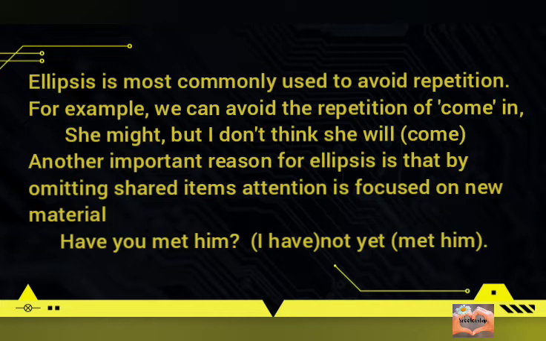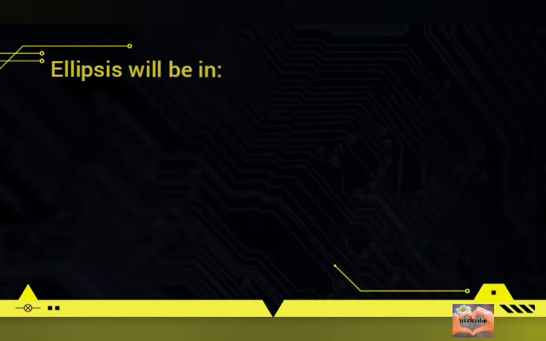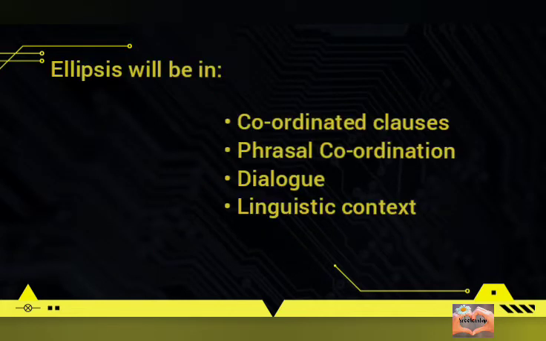"Have you met him?" "Not yet." That means "I have not yet met him." That's the meaning. So here the attention will be given only to "not yet," which is the idea or message. Ellipsis will be in coordinated clauses, phrasal coordination, dialogue, and also dependent on the linguistic context.